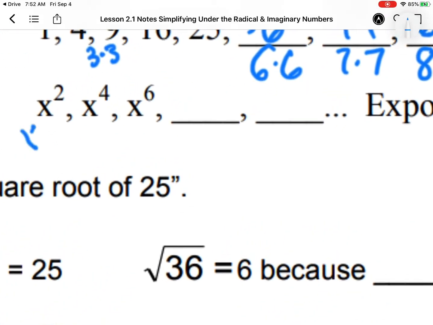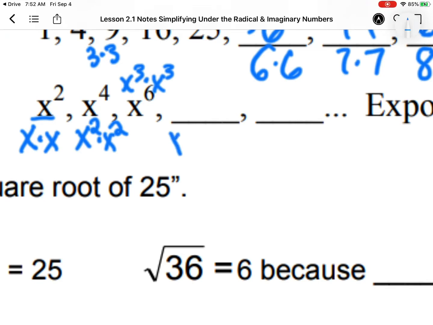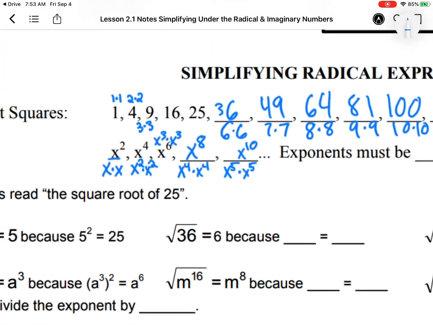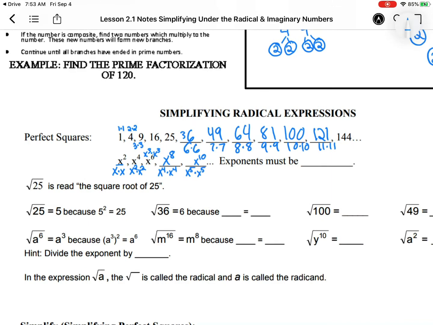Now, for your exponents and for your variables, x times x is x squared. X squared times x squared is x to the 4th. The reason why, and we're going to go over this in this unit, is that if you're multiplying, you are adding your exponents. That's why this works. So this would be x to the 3rd times x to the 3rd, because you would have 3 plus 3. Next one would be x to the 4th times x to the 4th, so you would have x to the 8th. X to the 5th times x to the 5th would be x to the 10th. All of the perfect squares must be even.